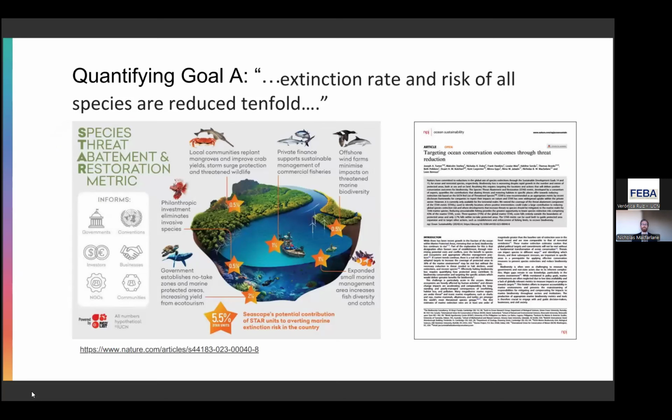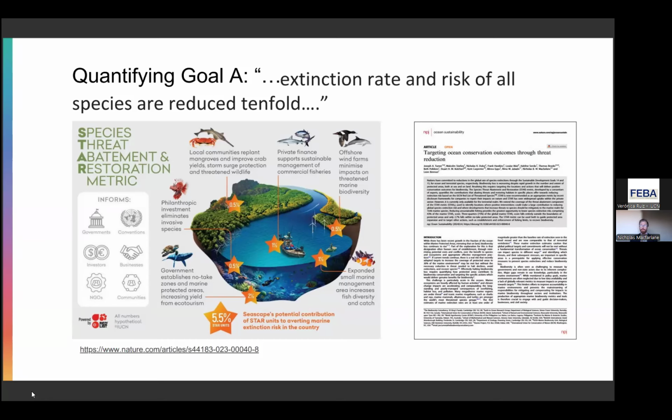So let's put this into the bigger context and think about Goal A of the Kunming-Montreal Global Biodiversity Framework. Collectively, as a world, we have promised to reduce by tenfold the extinction risk of all species by 2050. Basically, we can't do that without a common metric like STAR because we won't know how to measure and organize all of the individual actions and projects across all the different sites and all the different types of societal actors to add them up to know what we're actually doing and what we need to do.